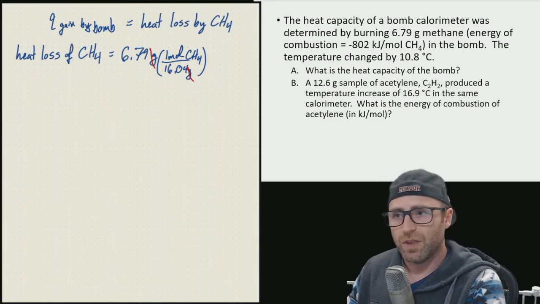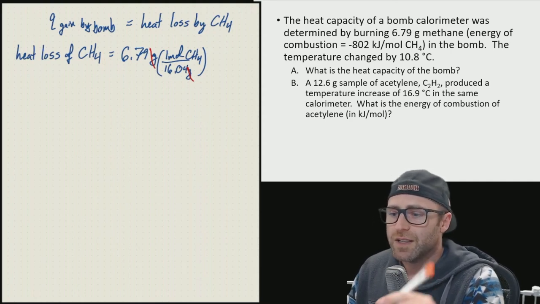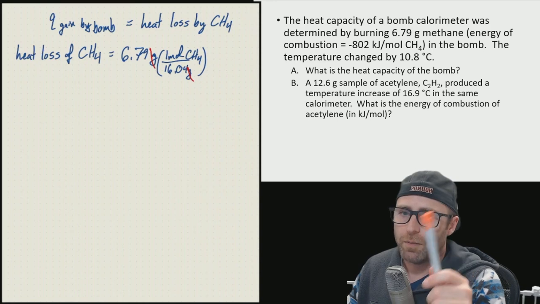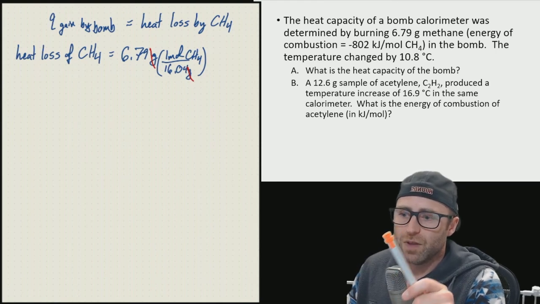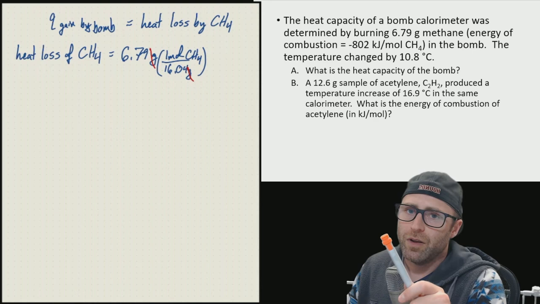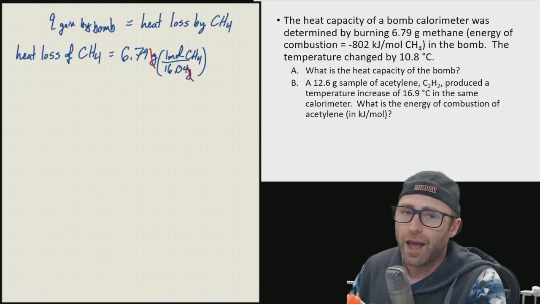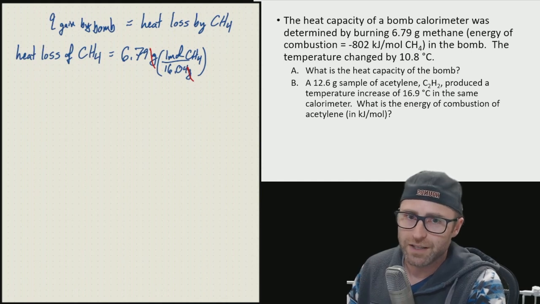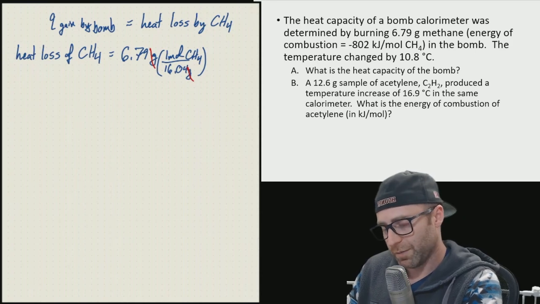Great. Still doesn't necessarily help us. It does. It helps us out a lot. Because we see it in the question up here, the energy of combustion for methane was determined to be the number that's given. So that's telling us that 802 kilojoules of energy are released for every 1 mole of methane that is combusted. That, ladies and gentlemen, is a conversion factor. It's a ratio. It's an equivalency. It's the things that we've talked about a whole bunch of times. So now it's up to us to use that equivalency properly.